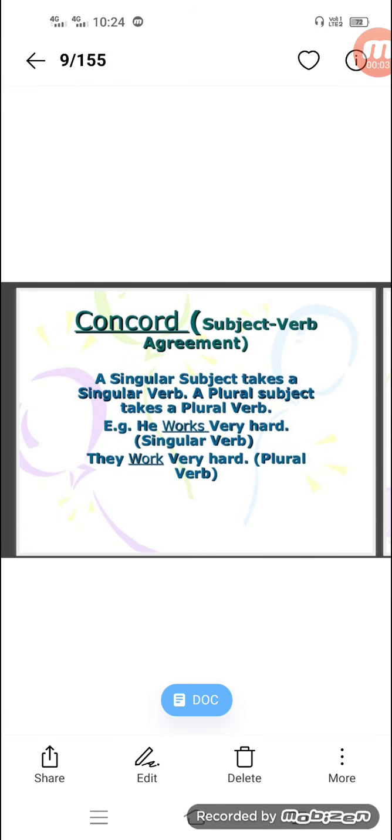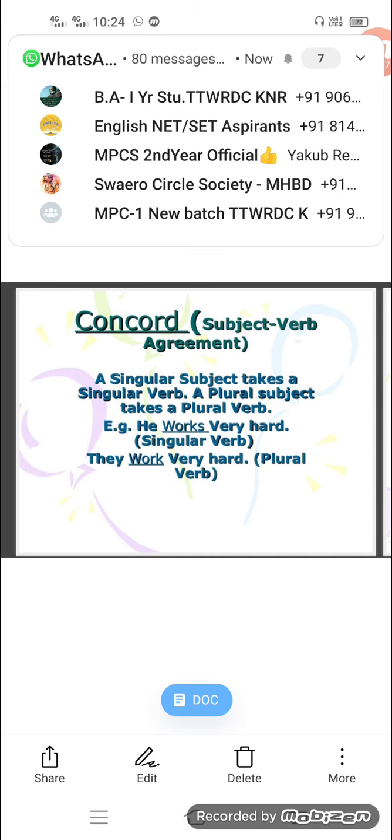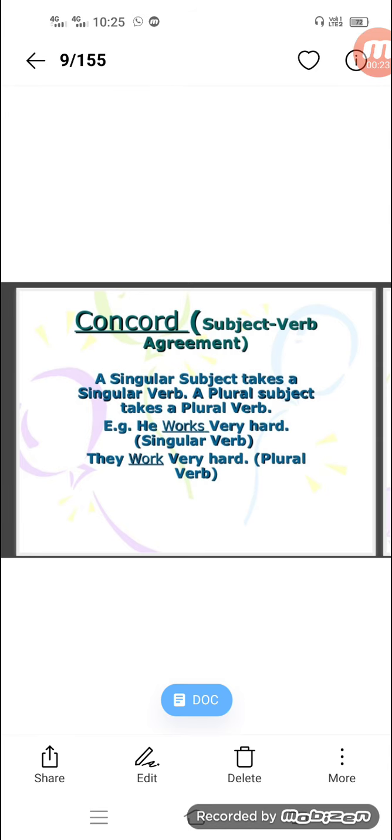Today I am going to teach you the topic Concord. Concord is nothing but subject verb agreement. Here, the subject always agrees with its verb. There is a correspondence between subject and verb. Okay, this is called Concord.